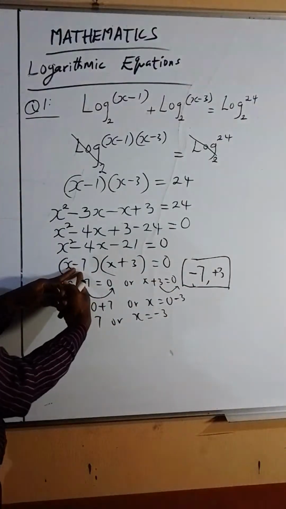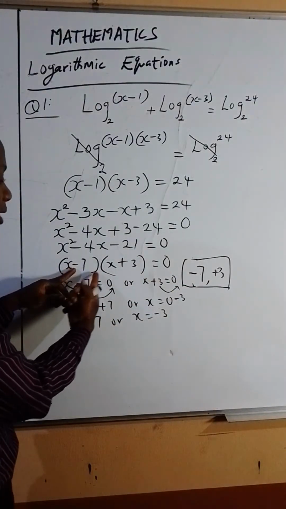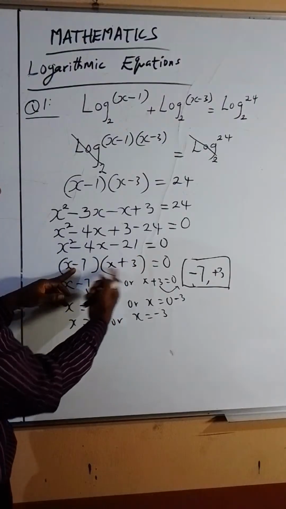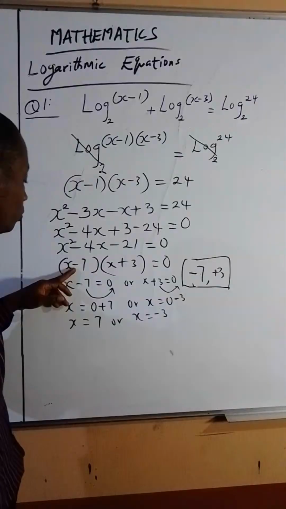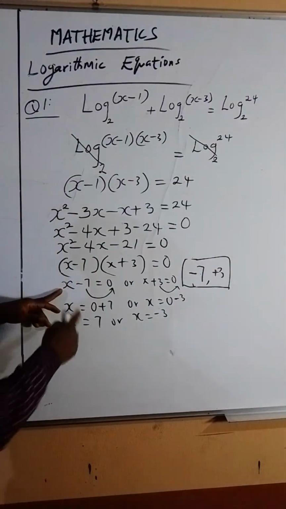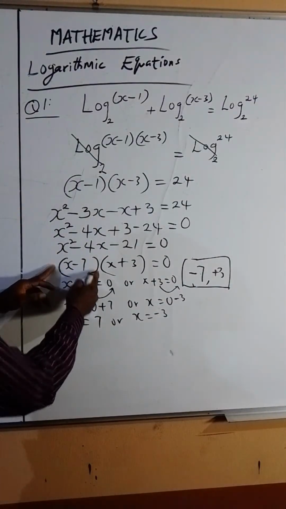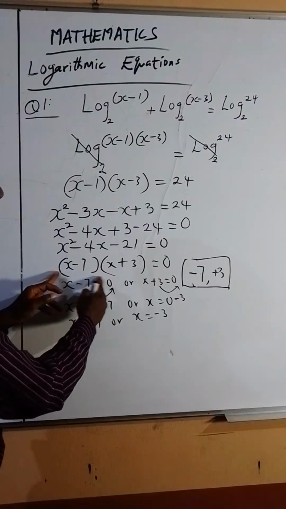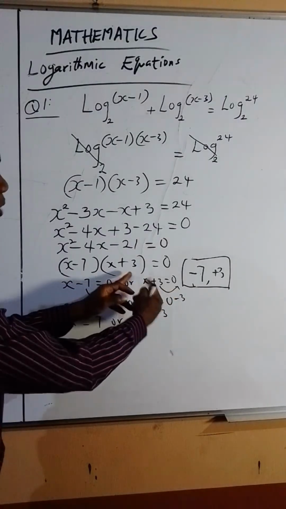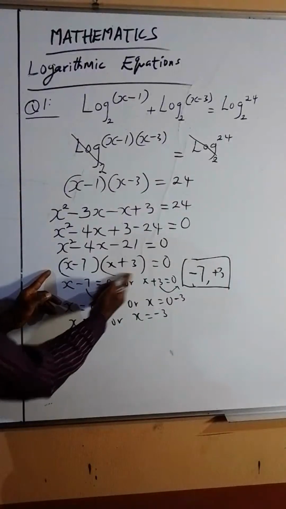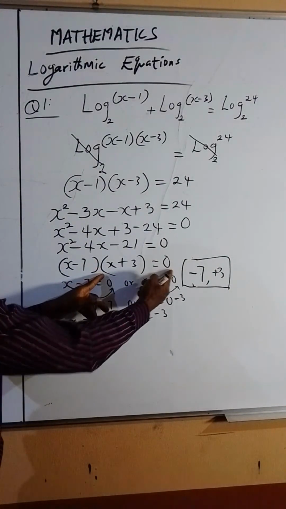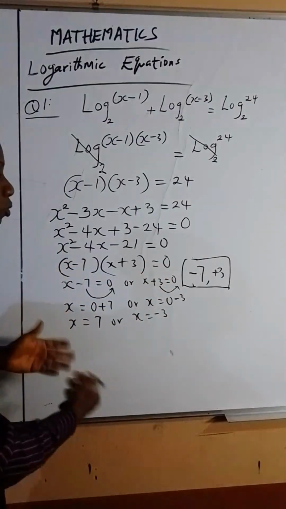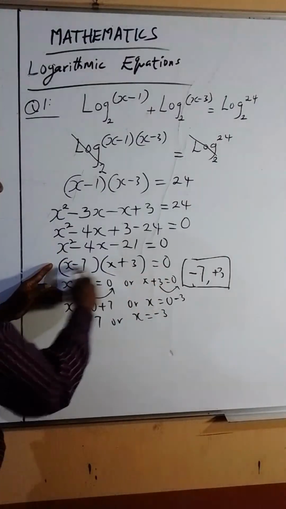I decided to bring in minus 7 here. I could have just put plus 3 here and minus 7 here. It doesn't matter. Then equate it to 0. Then the next phase is to equate each of these brackets to 0, because what this statement means is that either this is equal to 0 or this is equal to 0, or both of them are equal to 0. That is the implication of this expression.